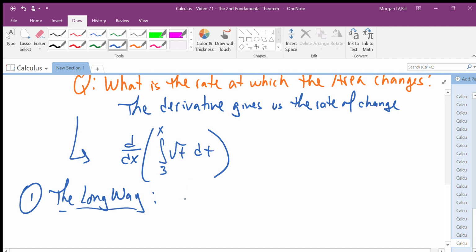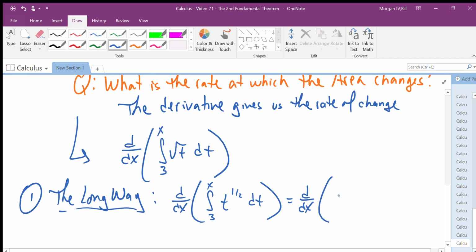The long way is this. We will simply do the integration, and then when we get an answer for that, we will take the derivative of it. So we'll have the derivative of the integral from 3 to x of square root of t. Instead of square root of t, let's say t to the 1/2. That makes an easier integral, dt. We'll work our way inside out, so we'll do the integral there. We'll have t to the 3/2 if I add 1, divided by 3/2, that would be 2/3, evaluated from 3 to x.